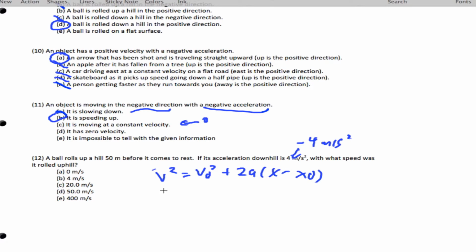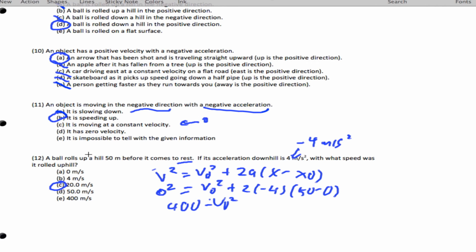So I'll plug in my numbers, and I'm getting 0 squared for my final equals my unknown that I'm solving for plus 2 times negative 4 times 50 minus 0. And so what I end up getting is that 400 equals v naught squared. When I take the square root, I get a speed of 20 meters per second.